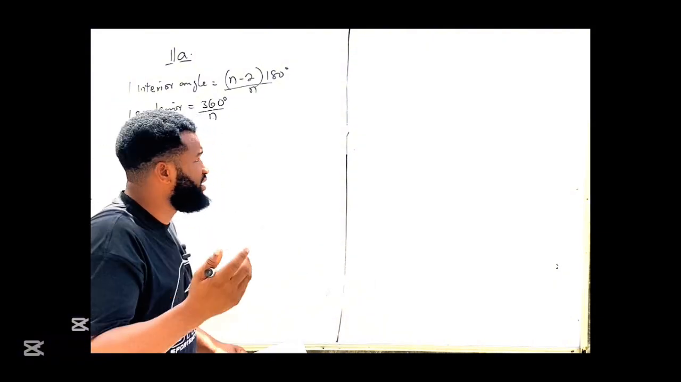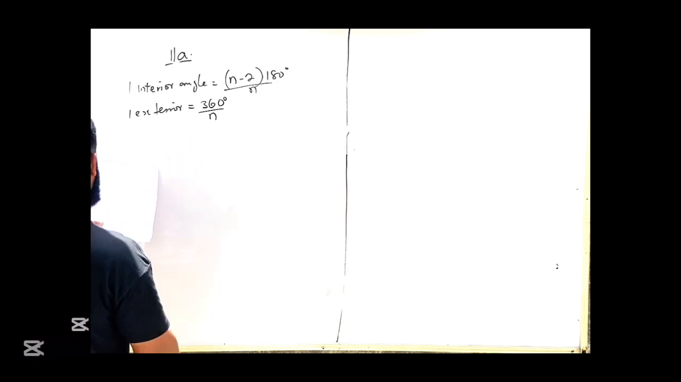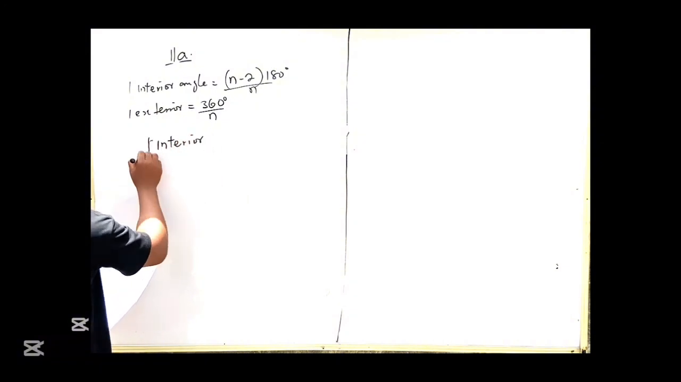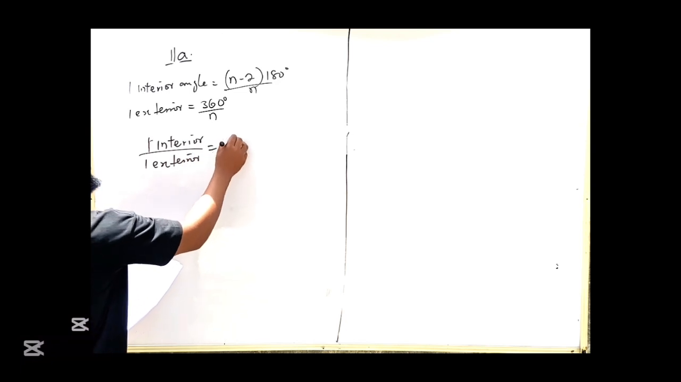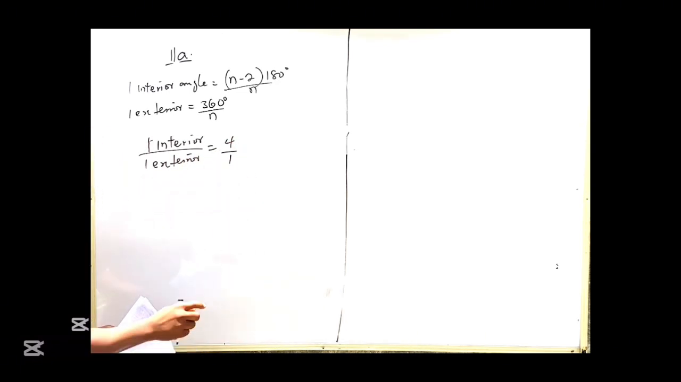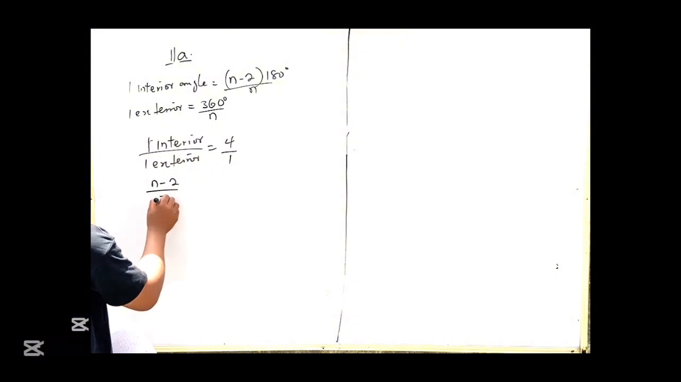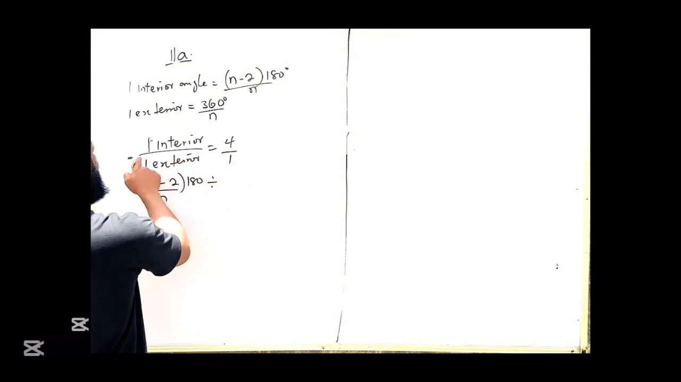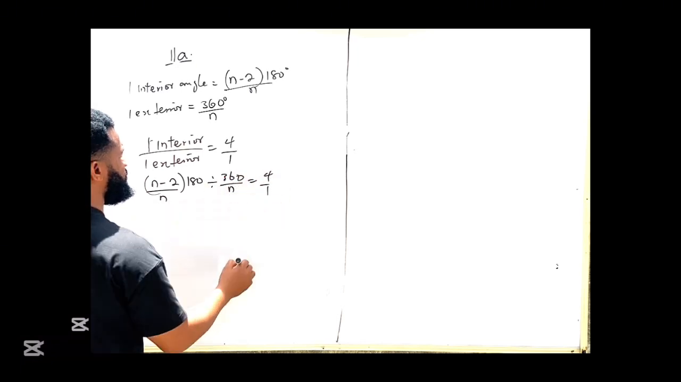And means 1 in English. So interior to exterior. So I'm going to have one interior, I'm being so simple, one exterior is equal to 4/1. So for this reason, I know what is one interior. One interior is (n minus 2) over n multiplied by 180, divided by this line, 360 over n, is equal to 4:1.